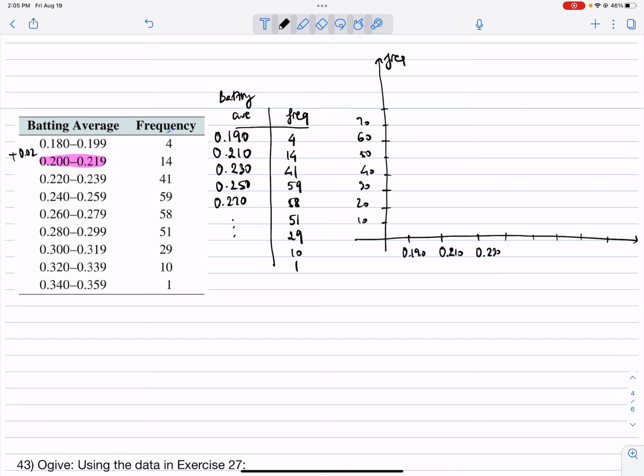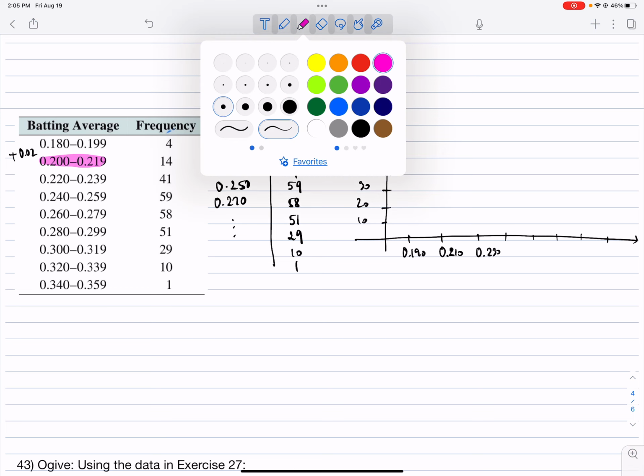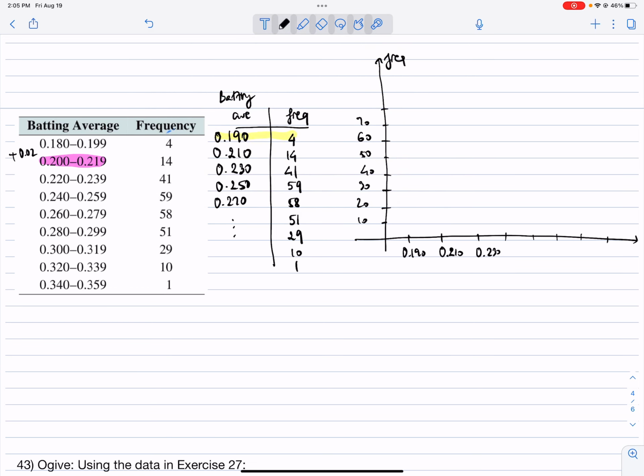Okay, so for the first one, this is your x comma y. So 0.190 comma 4. So we have this point. And then 0.210 comma 14. So like this. You're going to connect these 2 points. The next one is 41. And then you just keep moving on and connect the points.